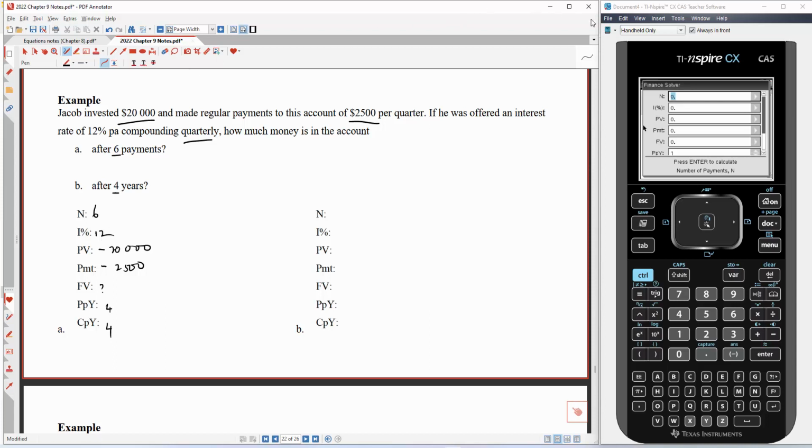Let's type it in. We go 6, 12 on interest, negative 20,000, negative 2,500, 4 and 4. The future value is, what does that say? Let's move the cursor. $40,000 and $52.10.